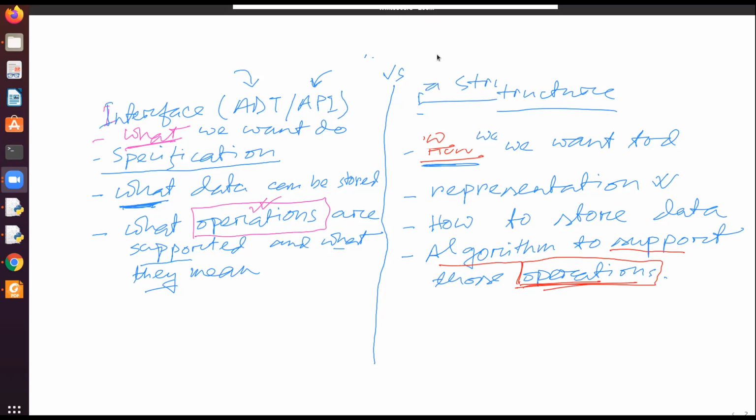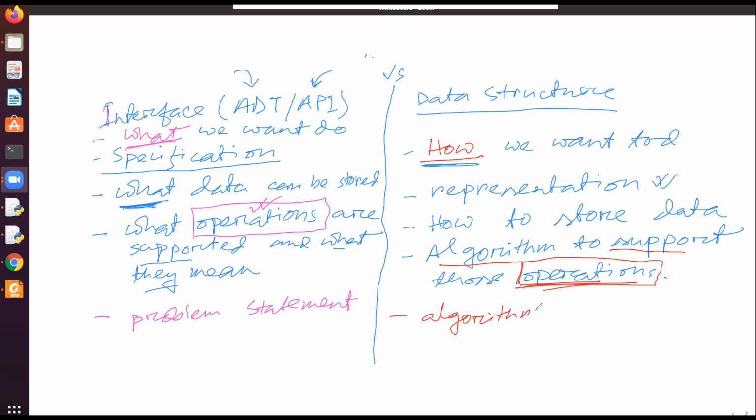So what you can say is that interface is the problem statement, and data structure is the algorithm that gives the solution to the problem.